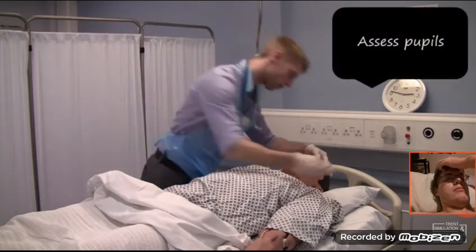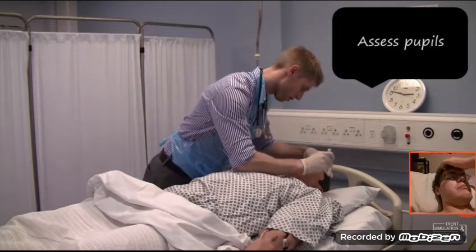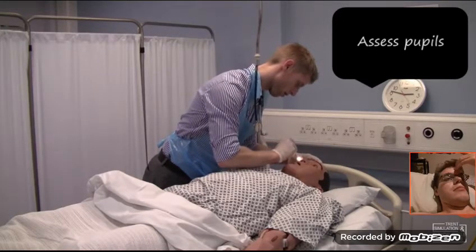The next step is to check for pupillary reflexes. Pupils will be fixed and often dilated. Often they will also have a dry appearance as well.